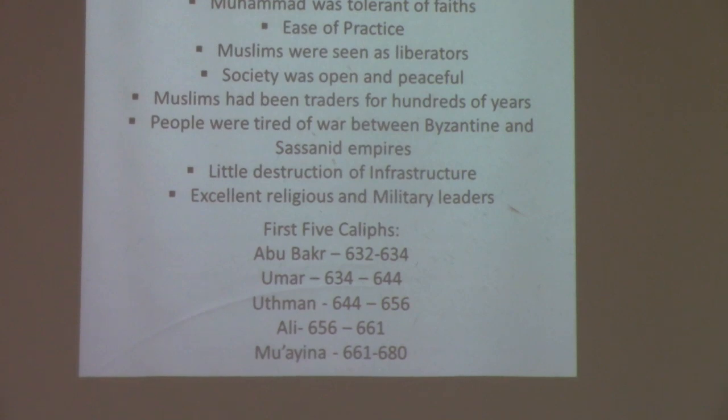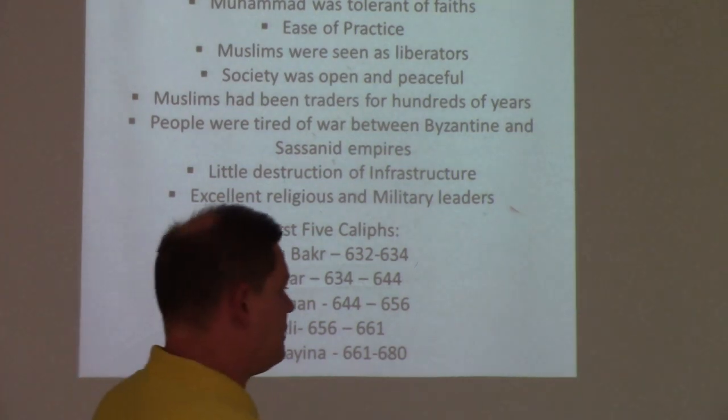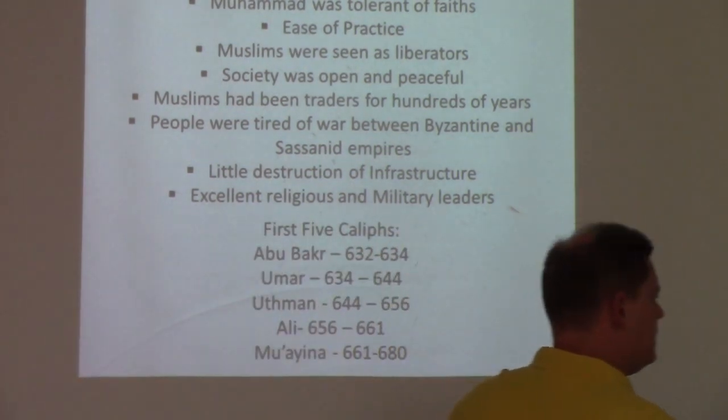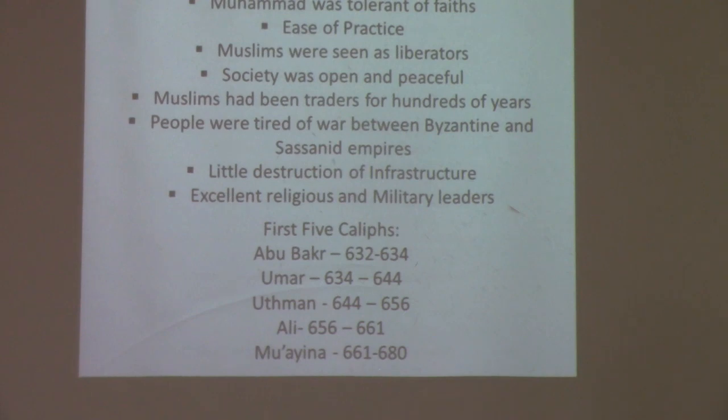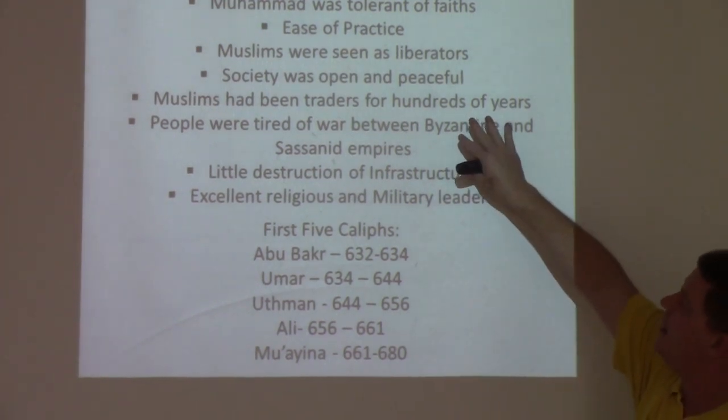And here is why. Number 1 was tolerance for other faiths. Number 2, it's the 5 pillars, the relative ease of practice. Number 3, people trapped in the wars between the Byzantine and Sassanid Empire, Muslims were seen as liberators from the violence and heavy taxation. Islamic society was the only open and peaceful society. In Islam, you could change your social class from poor to wealthy. After all, look at Muhammad.